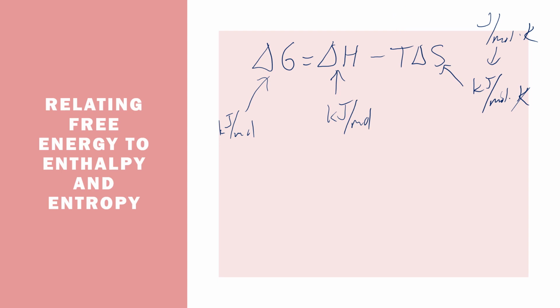So that is our overall mathematical relationship. You definitely will be asked to plug in values and solve for delta G. And then a lot of times the follow-up question is, is the process thermodynamically favorable? If delta G is negative, yes, it is thermodynamically favorable. If delta G is positive, no, it is not thermodynamically favorable.